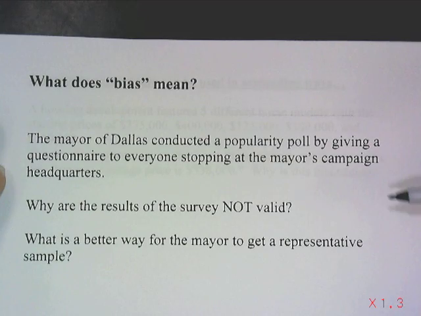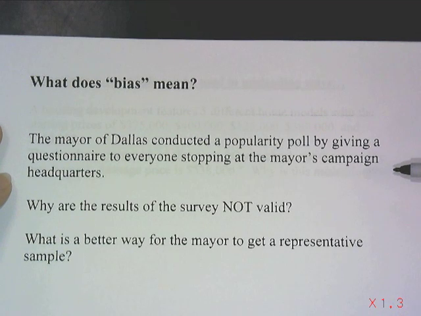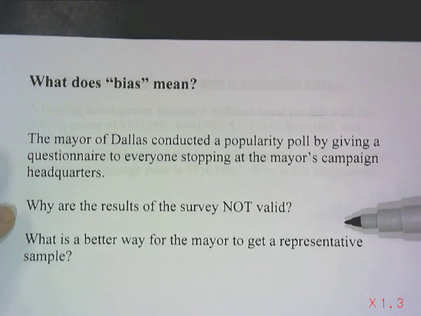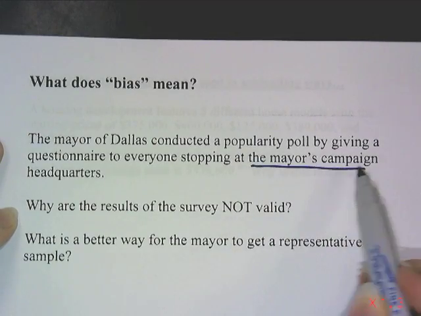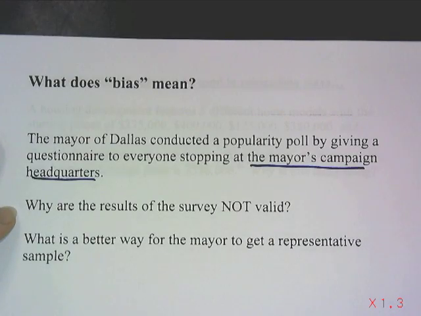So let's say the mayor of Dallas conducted a popularity poll by giving a questionnaire to everyone stopping at the mayor's campaign headquarters. Why would the results of that survey not be valid? Well, if they're already going to the mayor's campaign headquarters, chances are they support the mayor. So that's leaving out a big chunk of people. That's also not a very random sampling.